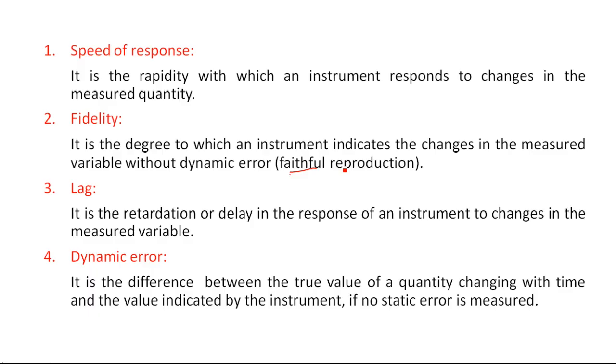Here also, in dynamic characteristics and static characteristics, the error definition is the same, but the values are varying with respect to time in this case. But in the static characteristics, the values are constant and do not vary with respect to time. Okay. But the last point is that static error should not be there when you are considering the dynamic error. Okay. Thank you.